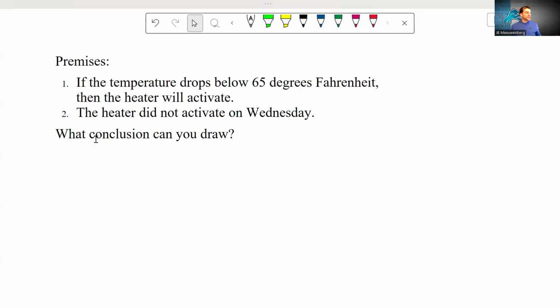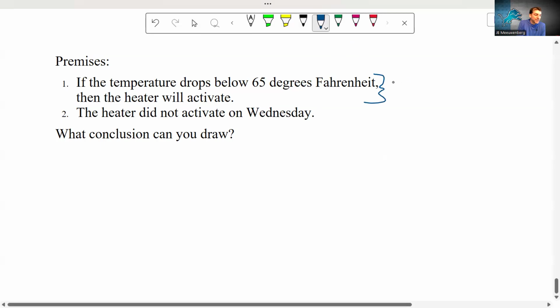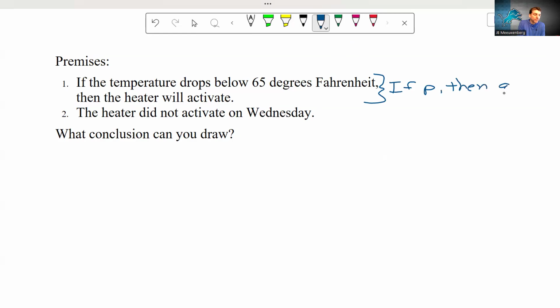I like this one. So this says if the temperature drops below 65 degrees Fahrenheit, then the heater will activate. Again, what you'll see here is a conditional statement. If P, then Q. The P is the temperature drops below 65 degrees Fahrenheit. The Q is the heater will activate. Okay. Well, then there's a second premise that says the heater did not activate on Wednesday. Okay. So the heater did not activate.